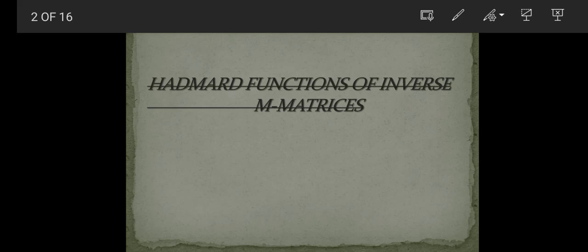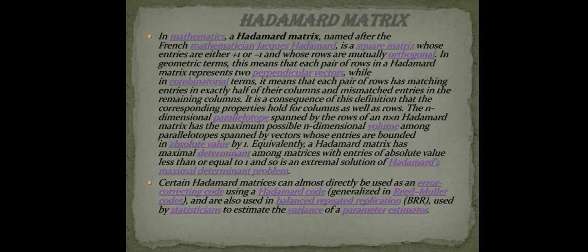Topic is Hadamard matrices and inverse matrices. Hadamard matrix. In mathematics, a Hadamard matrix, named after the French mathematician Jacques Hadamard, is a square matrix whose entries are either plus 1 or minus 1 and whose rows are mutually orthogonal.